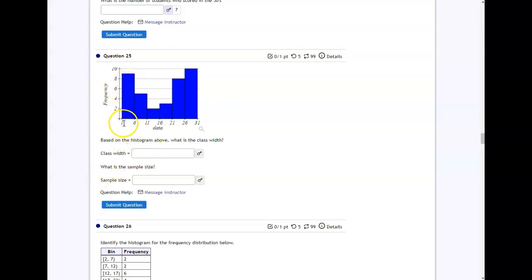So our class width is going to be the distance from the start of one class to the start of the next. So 6 minus 1 would be 5 is our class width. And then the sample size would be all the frequencies added up. So you're going to take 9 here, plus 5, plus 2, plus 3, plus 8, plus 10. So add all your frequencies up to get the sample size.